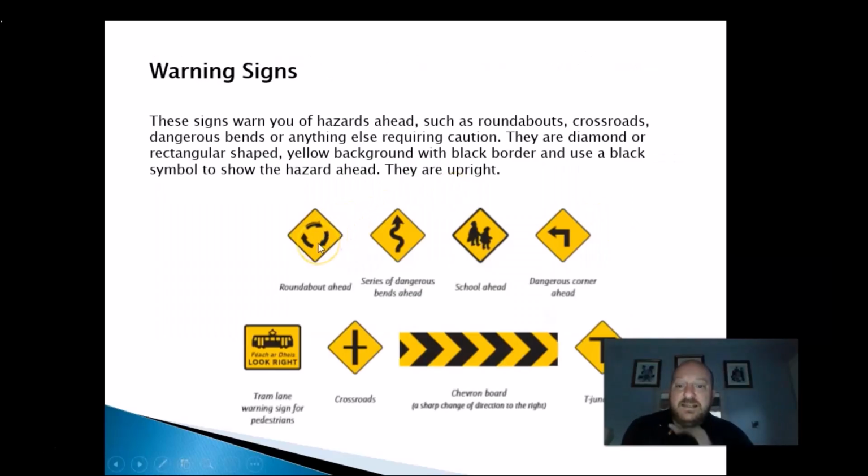Here are some warning signs. This is a roundabout ahead. This is not one bend, but a series, more than one, of dangerous bends. School ahead, dangerous corner ahead. This is one corner. If it was that zigzag thing in right angles, it'd be a series of dangerous corners.